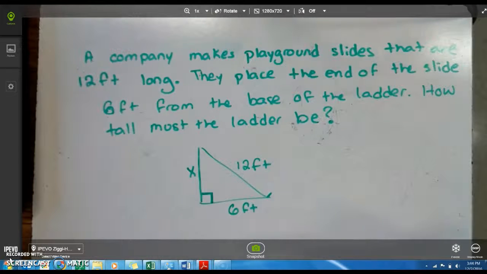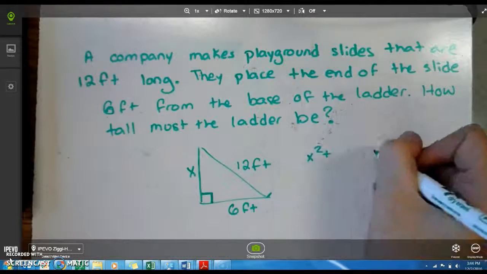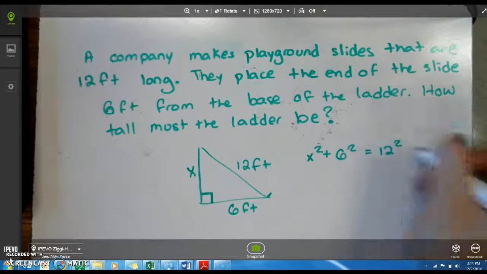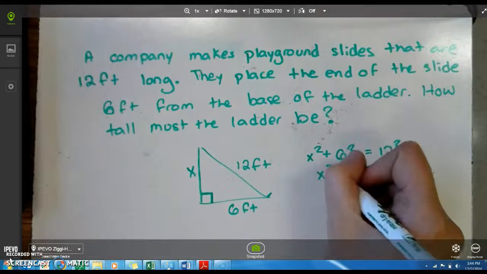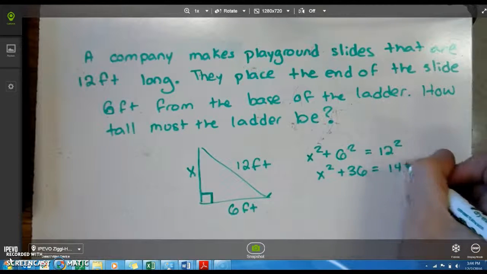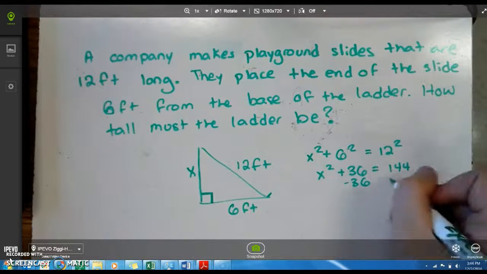And really the hard part was just drawing it, right? That's the only difference in what we just did and this. And this actually will be just like what we just did. So we're going to do x squared plus 6 squared is equal to 12 squared, right? X squared plus 36 is equal to 144. I squared everything. Subtract 36 from both sides.